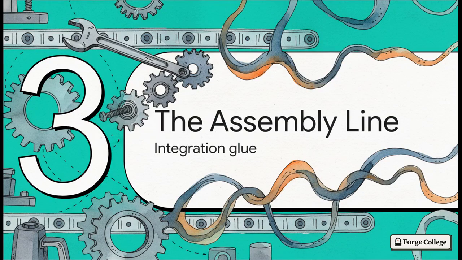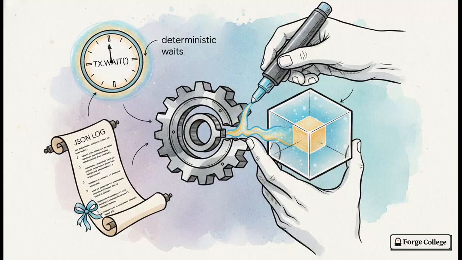Which brings us to section 3, the assembly line. This is where we grab the torque wrench, start tightening the bolts, and apply that crucial integration glue. Now, this integration glue is the absolute secret sauce of a composable contract system. Let's actually break down what that means in practice. First up, you have to swap out any mock adapters for your real live interaction flows. Second, you must add explicit await tx.wait statements.